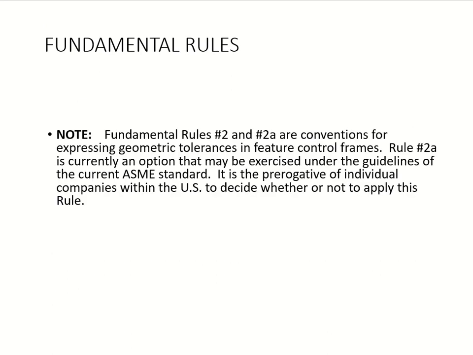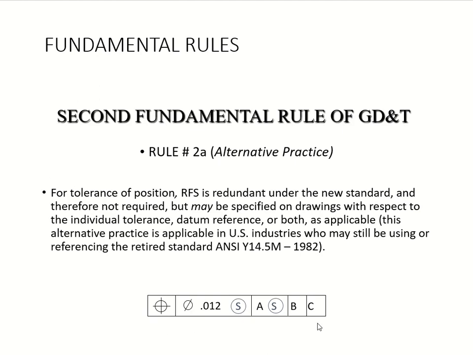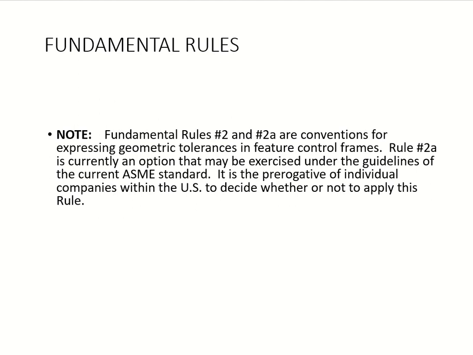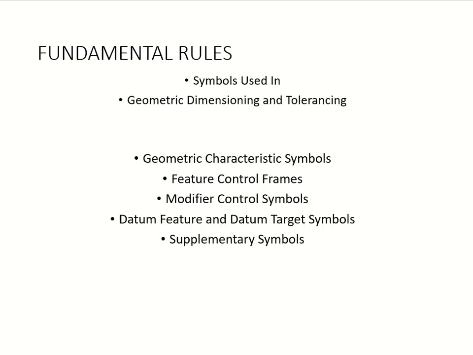So rule 2 and rule 2A, alternative. Rule 2A is your rule 2 alternative, and rule 2 is rule 2. They're used to express the geometric tolerance in the feature control frame. A feature control frame is nothing but a little box like this, and I'll show you one by one. So for rule 2A, again, go with your current standard, and it depends on your company.